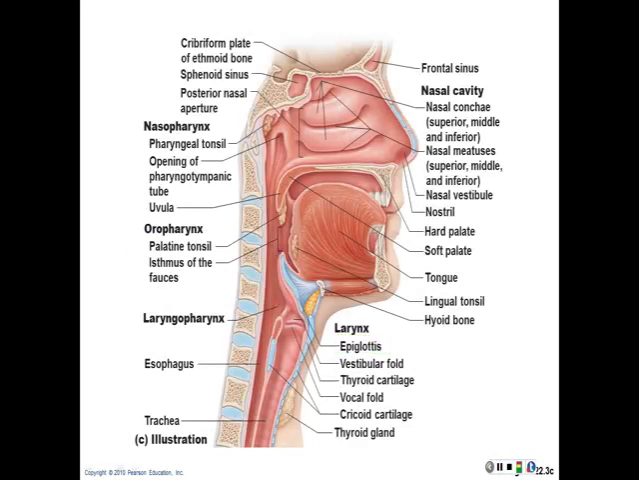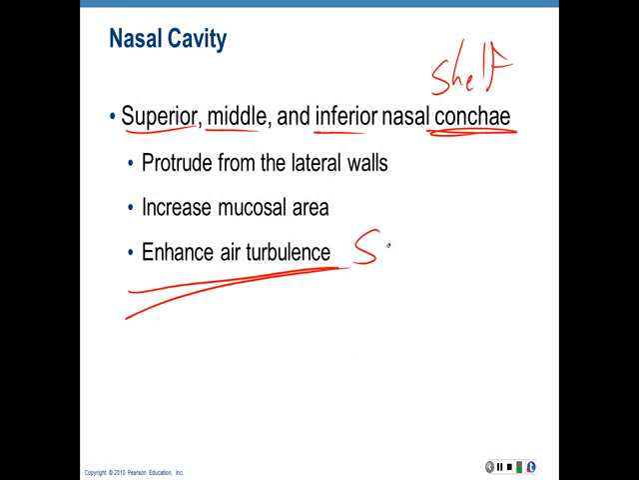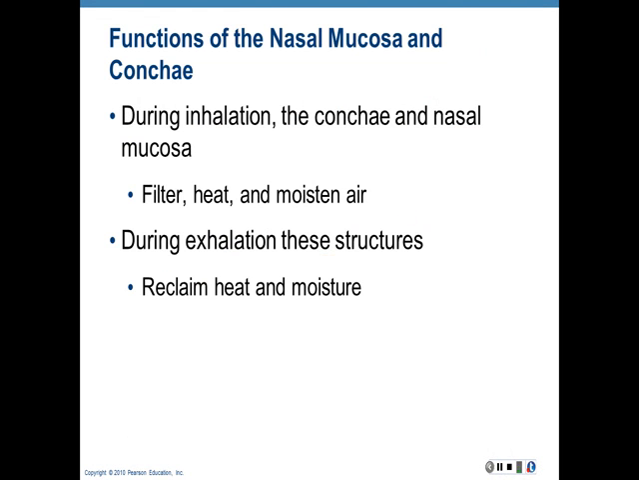We'll get there. We're looking here mostly at the nasal cavity for the next slide. So the nasal cavity has got these top, middle, and bottom concha or shelves that stick out from the side walls, and they're there to increase the surface area inside the nose, and they also cause the air to swirl around, and it effectively slows the air in the nasal cavity so it can have more time to be warmed up and moisturized. While you're inhaling, the concha and nasal mucosa filter, heat, and moisten the air.